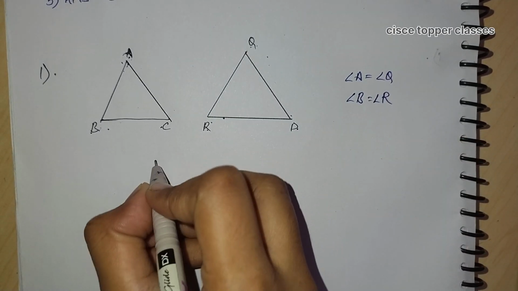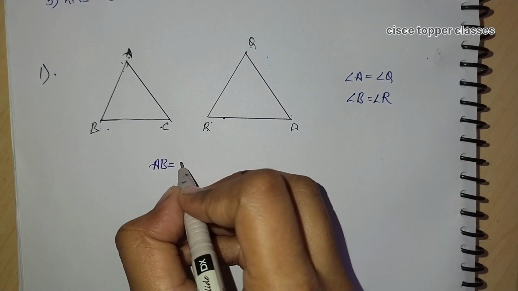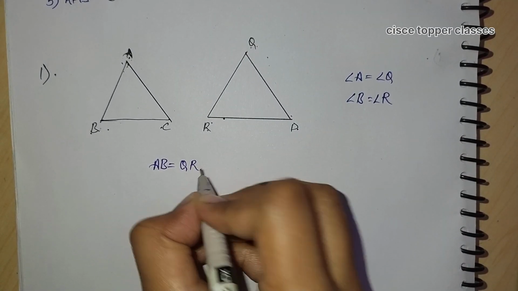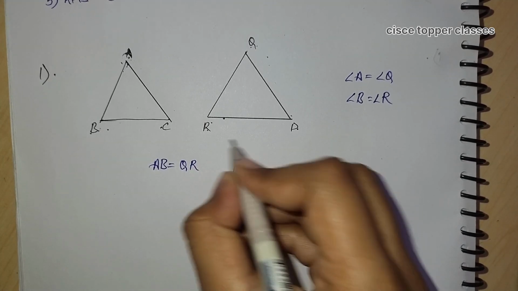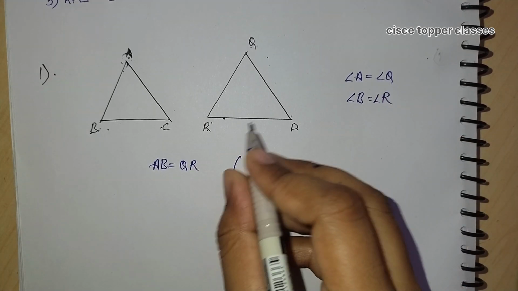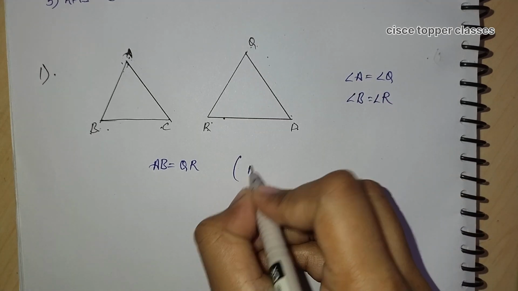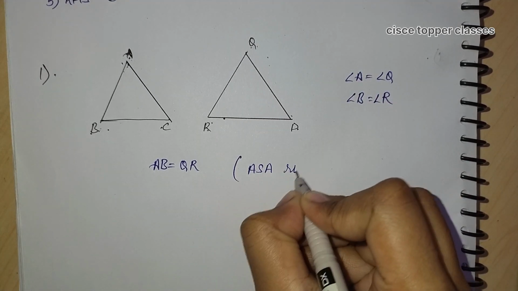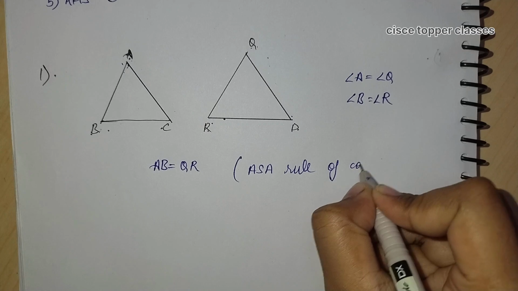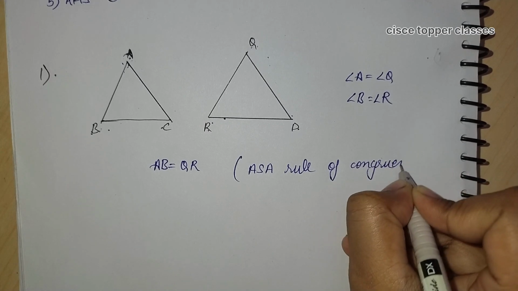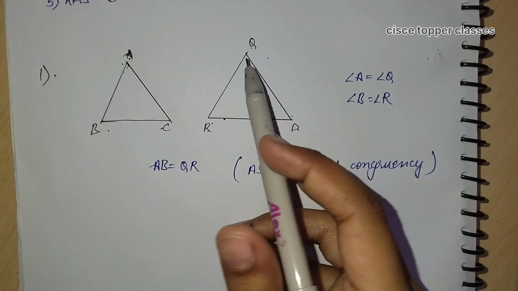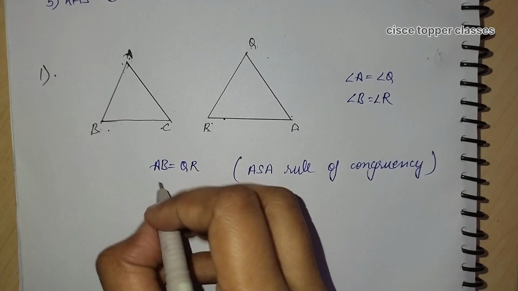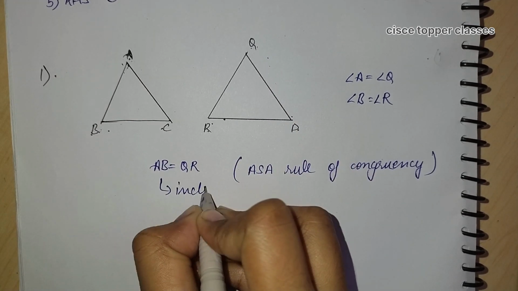Simply we can write that from here AB is equal to QR, and we have to give the reason. So here we have angle side angle congruency, so ASA rule of congruency. Hence we have side AB equal to QR, because this is the included side between the angles.